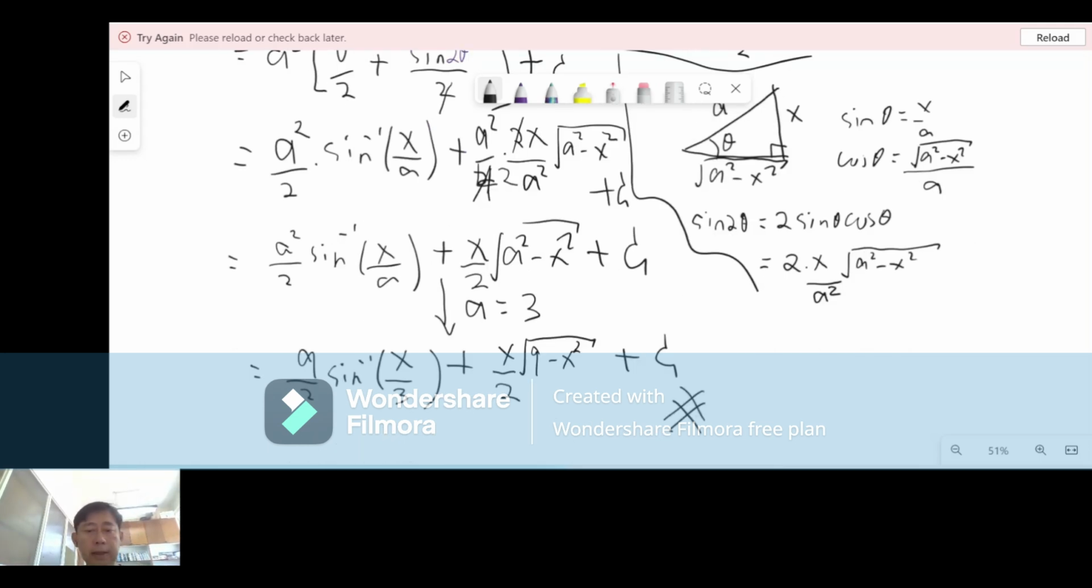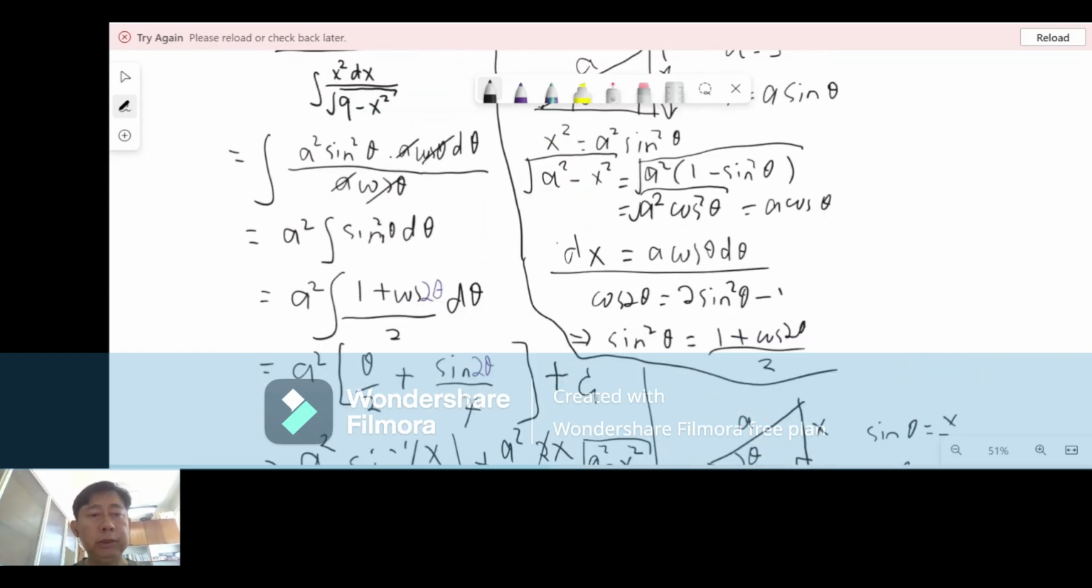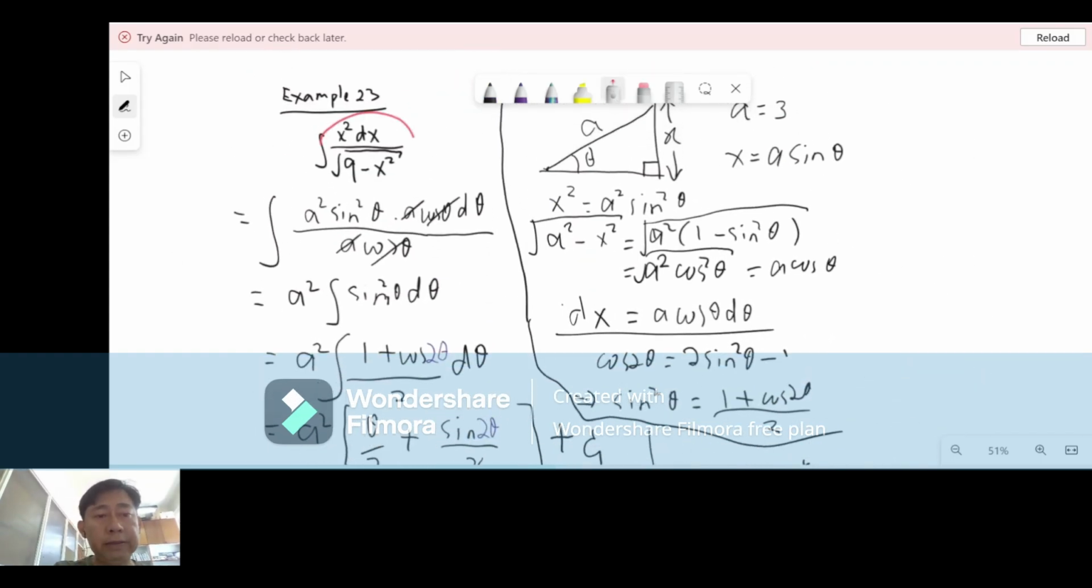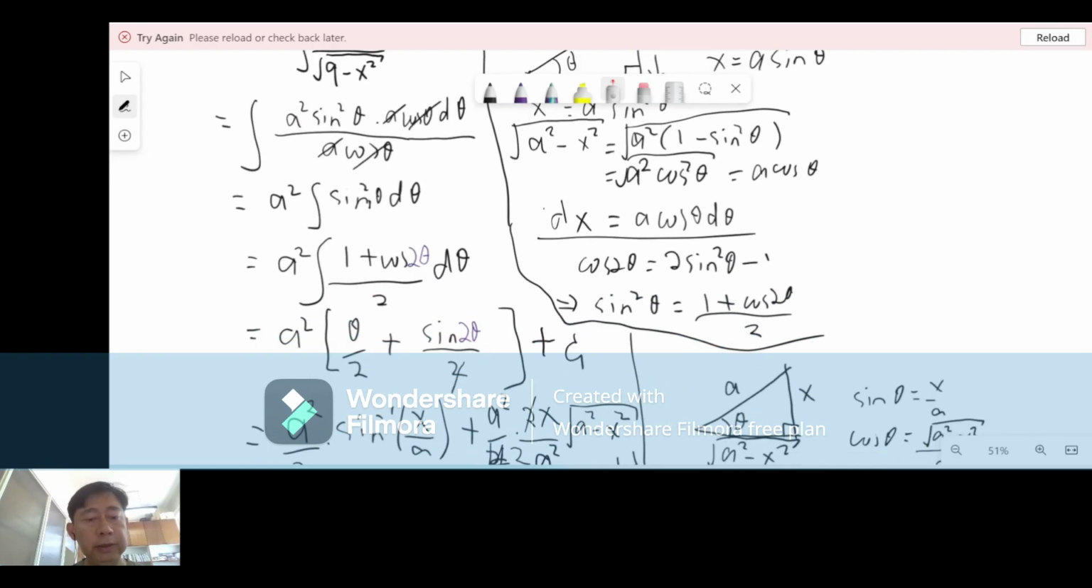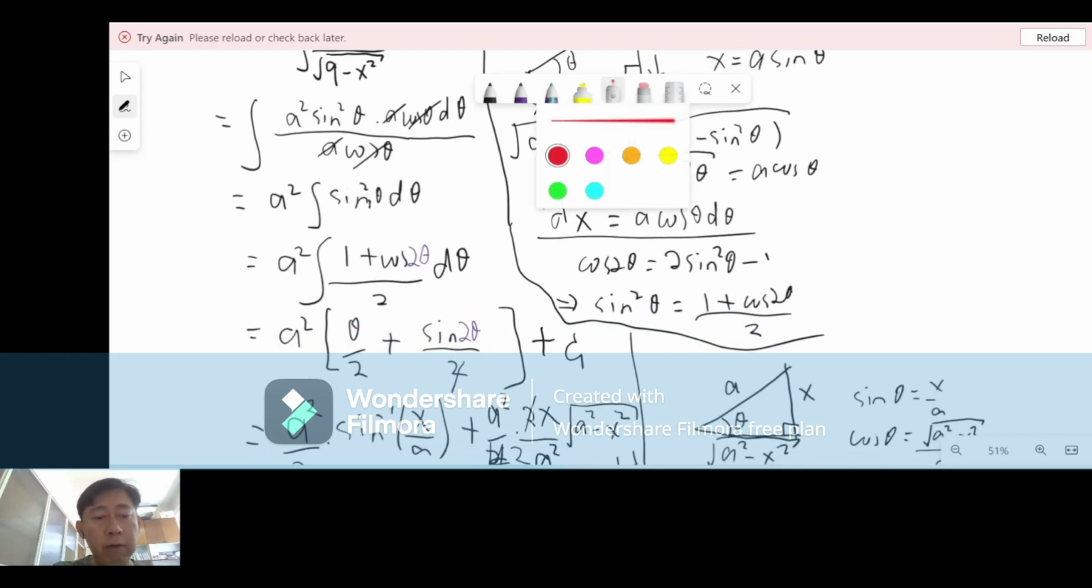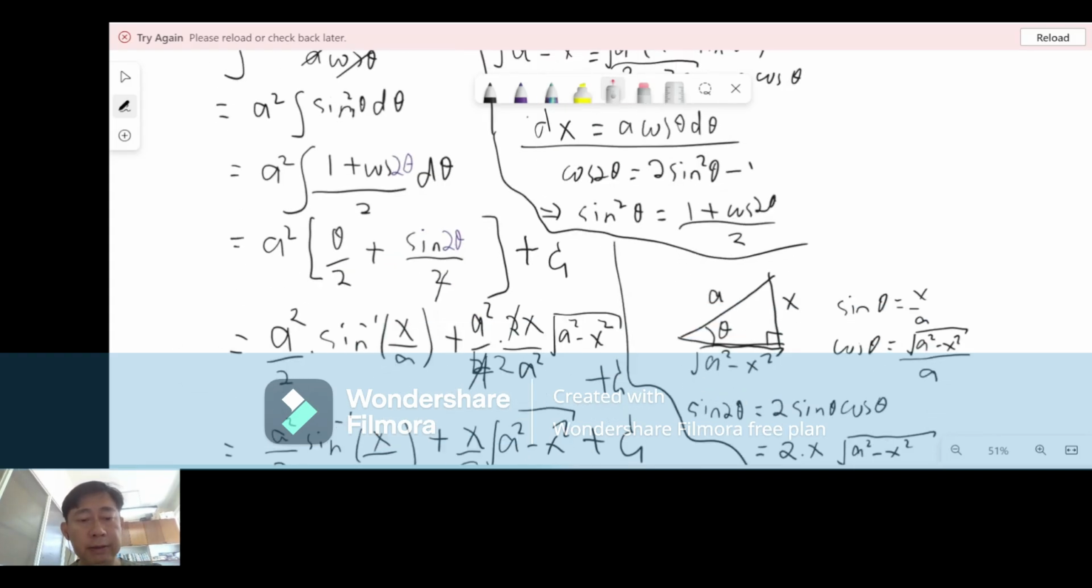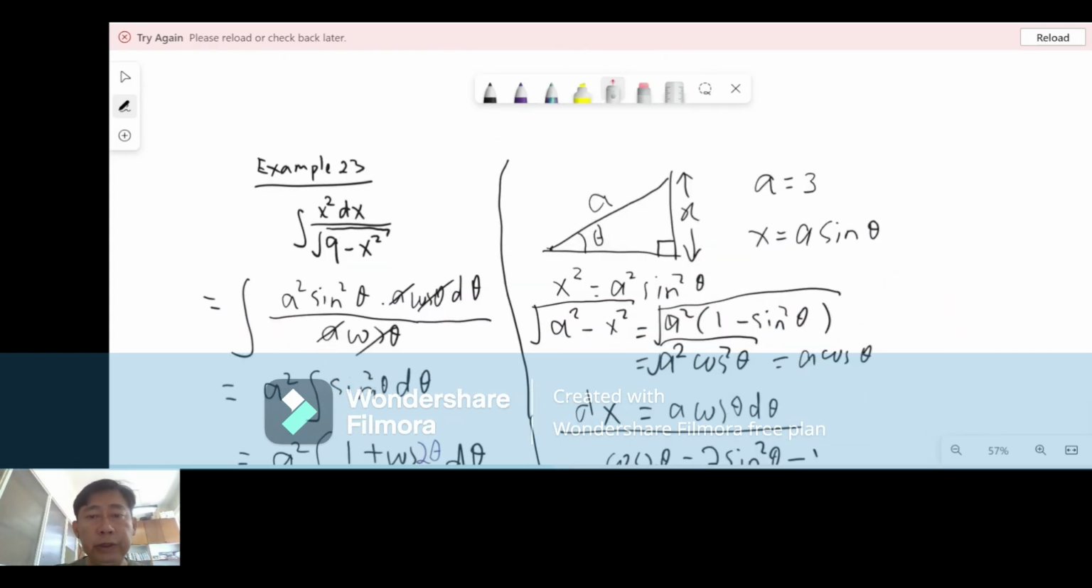Okay, so that is our solution to the integration of example 23. You just need to be slightly careful when you perform the integrations. So I made a mistake and I have corrected it. As a conclusion to this video, we have performed the integration of this integrand. The characteristic of this integrand is that it has a denominator in the form of a square root of the difference between a constant and the square of a variable x.